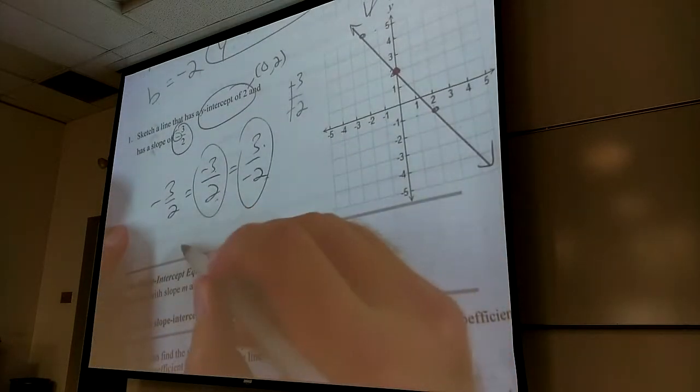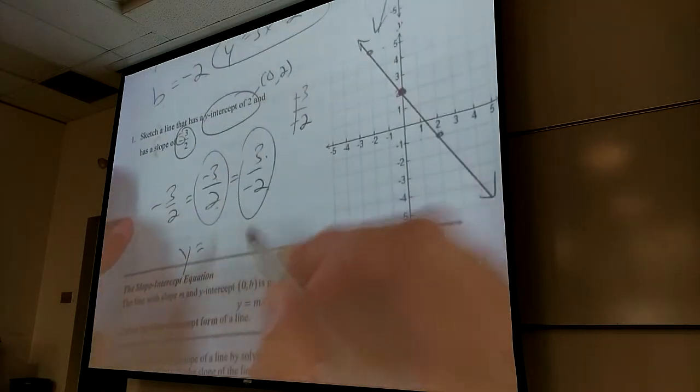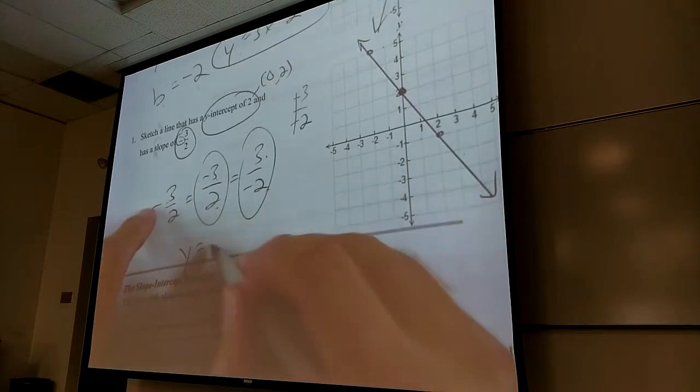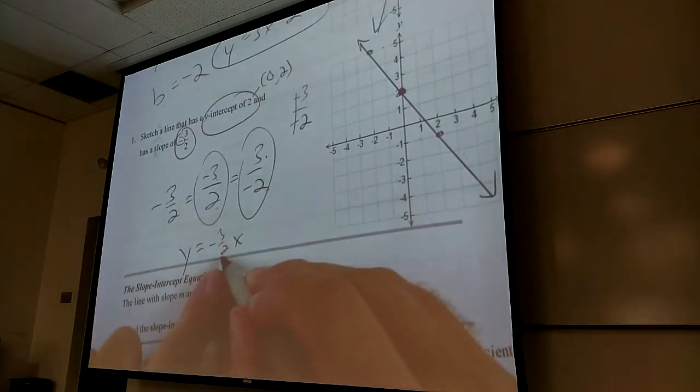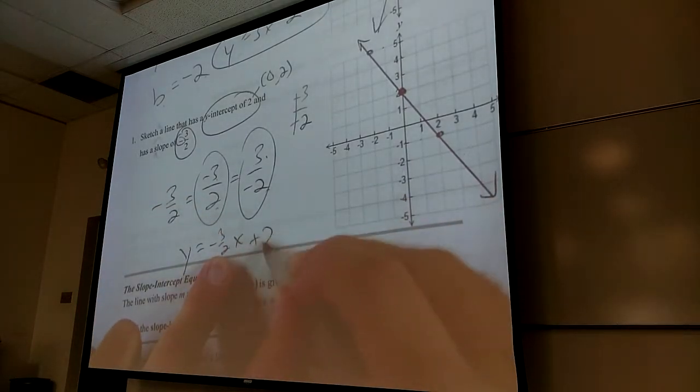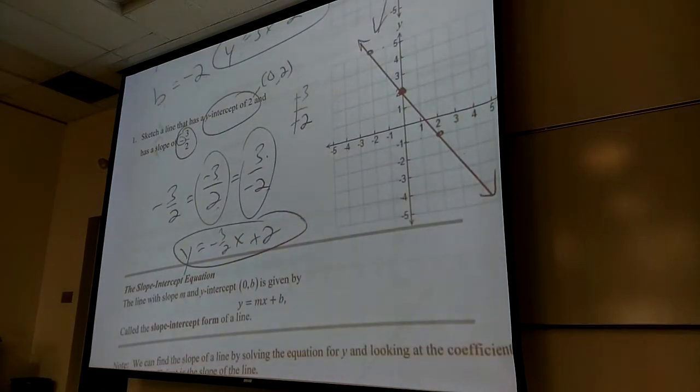What would the equation of this line be? Y equals negative 3 times x. Good. Slope times x plus 2. Cool. Did they ask for that in this? I don't know. They didn't. I don't care.